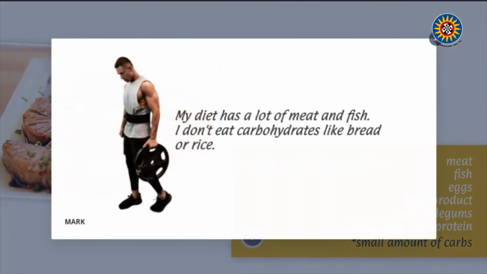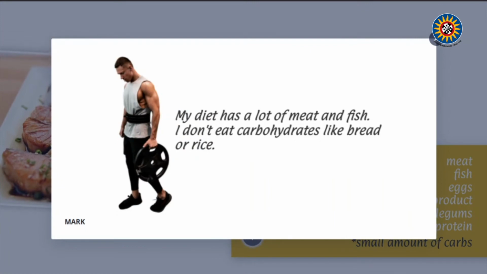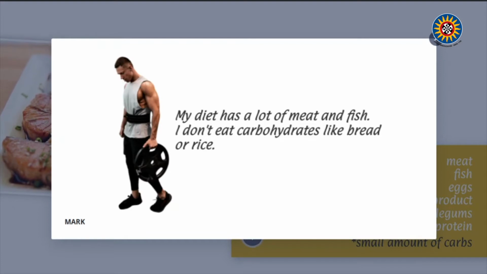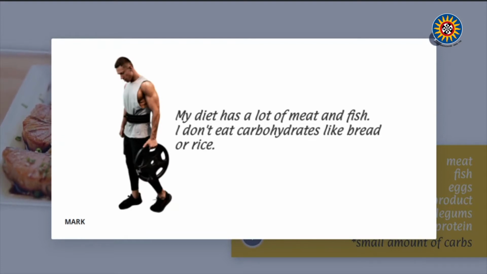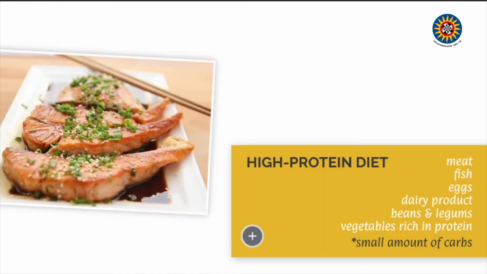Here we have an example. This is Mark. He says, "My diet has a lot of meat, but I don't eat carbohydrates like bread or rice." Now let's see the next diet.